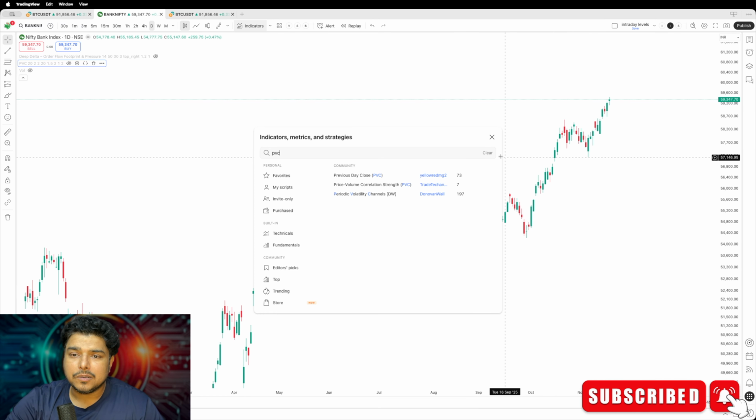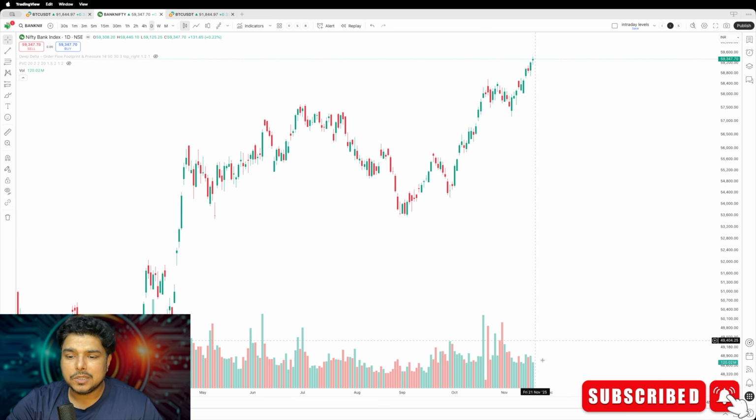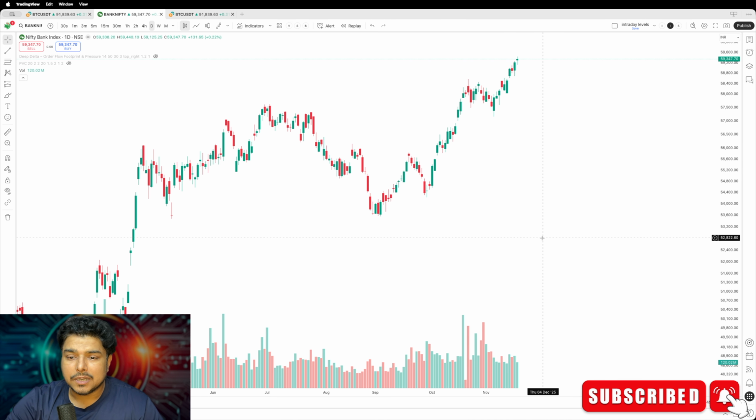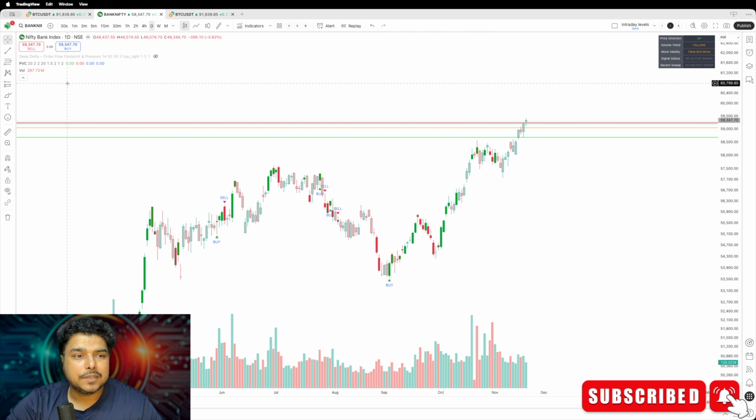I'm on the daily chart of Nifty Bank, and if I enable volume, you can clearly see the price keeps on going up, while volume is kind of decreasing from this area, right? When you take a trade, we can't see much of these things, and we keep on focusing on the candles. So that's where I created this indicator.